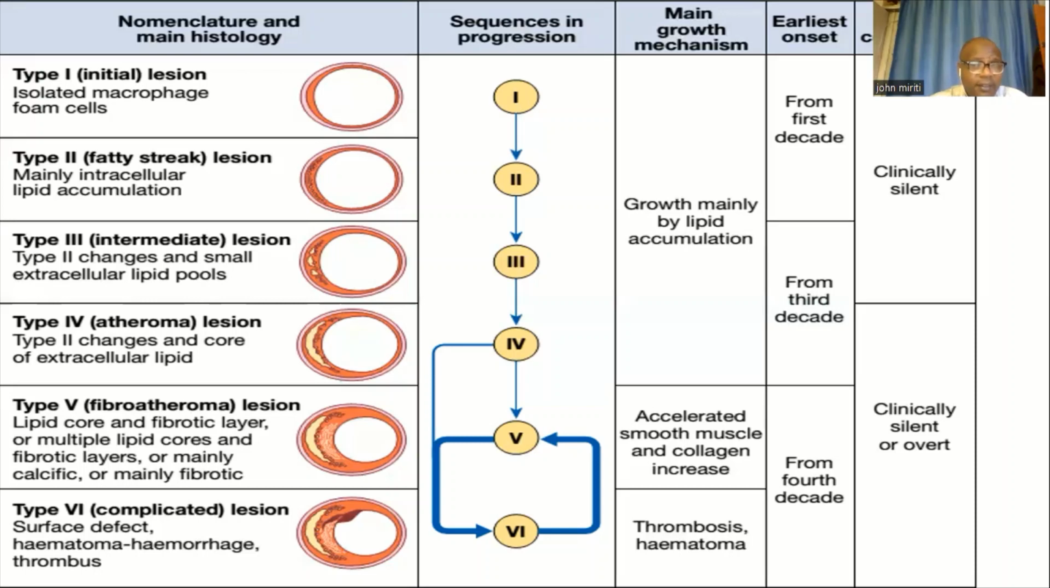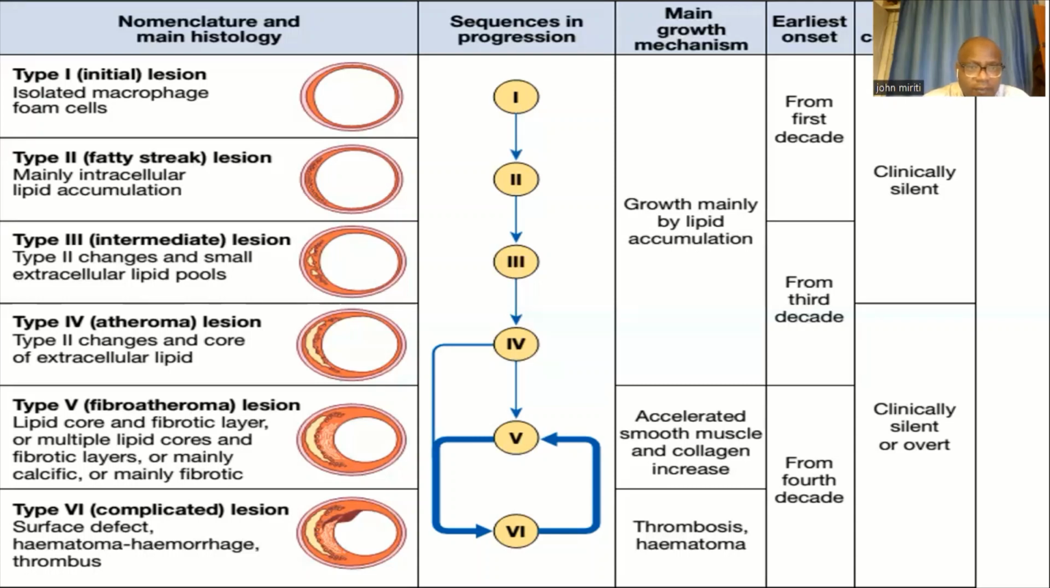to the third decade, and it can be either clinically silent or symptomatic in some patients, depending on the blood supply to the distal aspect, and also the coping capacity of the organ affected. So number 3 is the intermediate lesion, and this one is the type 1 change plus small extracellular lipids. There is some deposition inside there, and this one also grows in the first and second decade of life. Sometimes it can be clinically silent or can have some symptoms.